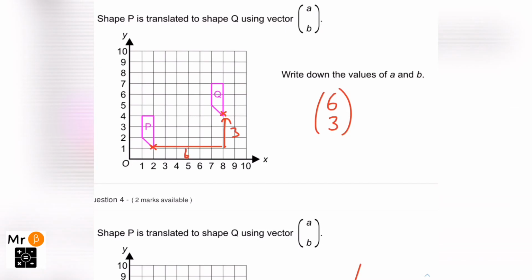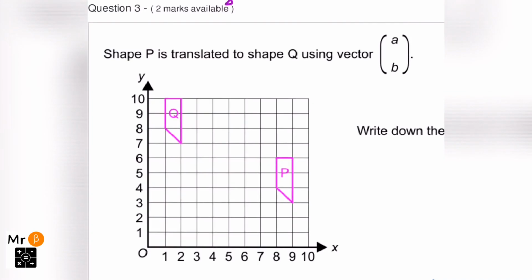And this is where it's quite useful just to remember that diagram I showed you earlier. So whenever I have a vector question, I would draw that vector diagram straight away. Again, very similar, just please make note of which shape is moving where. So we're going from shape P to shape Q. Again, I have just picked out one corner. Make sure it's the same on both shapes.